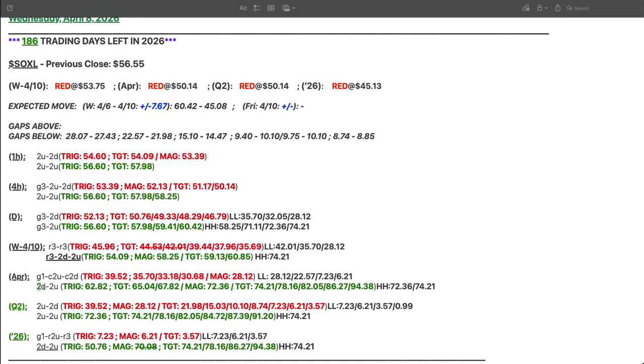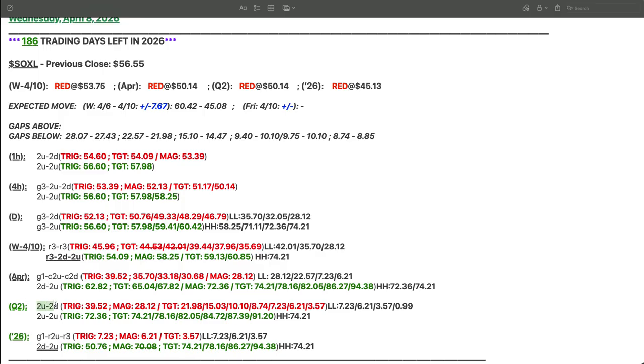If we go to the upside, then we've got the two down, two up reversal that triggers. Got to get above that 62.82, but if we do, the magnitude of that move is 72.36. Again, intermediate targets on our way to the magnitude of that move, right? So these are points where price could either reverse, go sideways, or you could end up adding. At the same time, if we reach magnitude and we've still got momentum, we've got some targets to the upside, including that all-time high of 74.21.